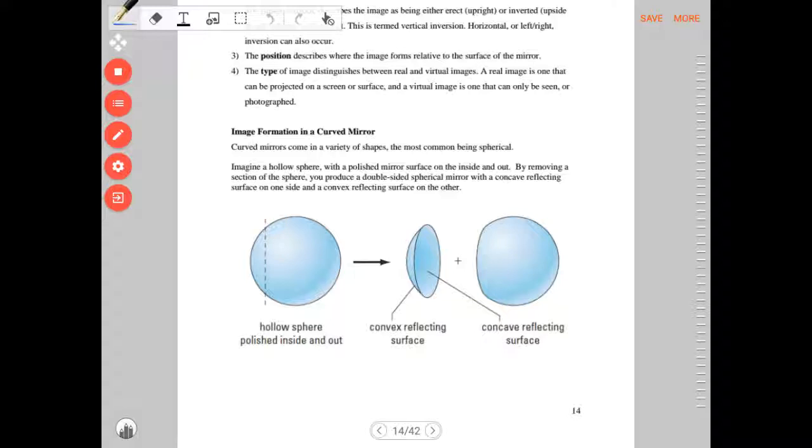Okay, so let's talk about image formation in a curved mirror. Curved mirrors come in a variety of shapes, the most common being spherical. Okay, imagine a hollow sphere with a polished mirror surface inside and out. By removing a section of the sphere, you'll produce a double-sided spherical mirror with a concave reflecting surface on one side and a convex reflecting surface on the other. Okay, remember, convex is this side, the side out. Concave is the inside, so kind of caved in. So the convex part is the outside, the concave part is the inside.